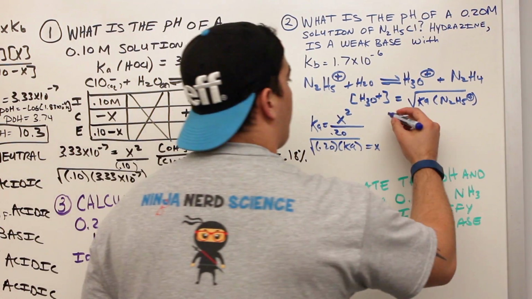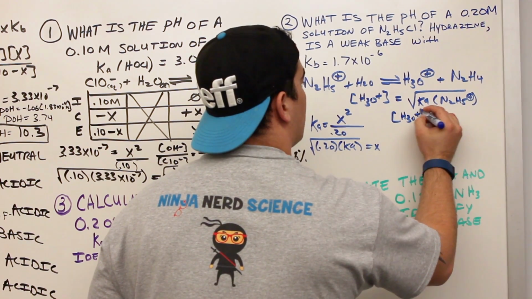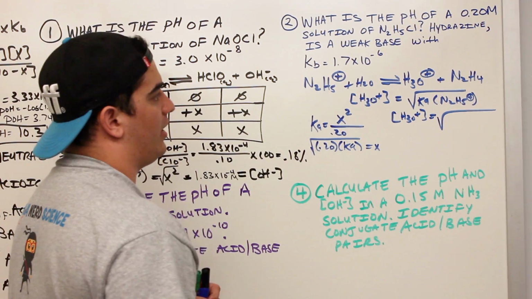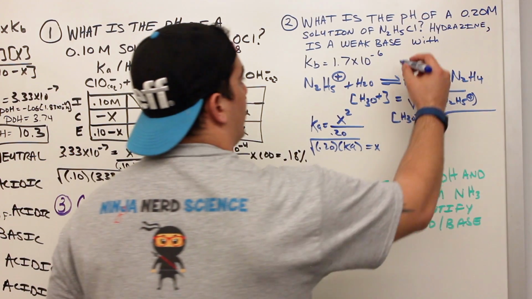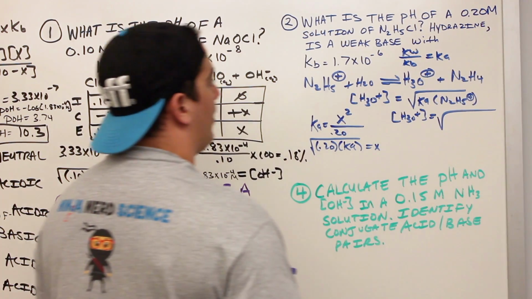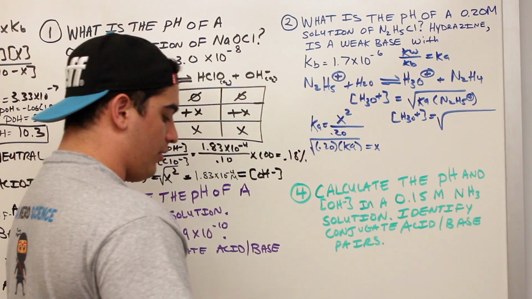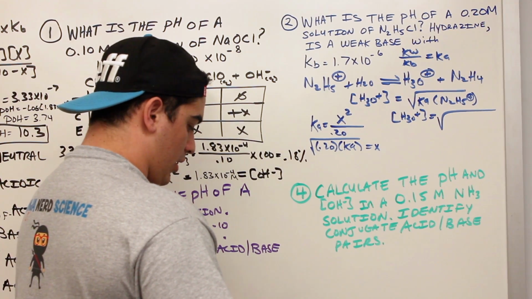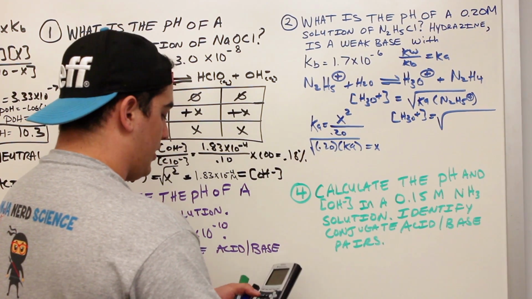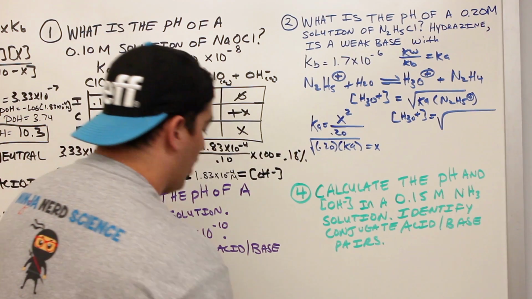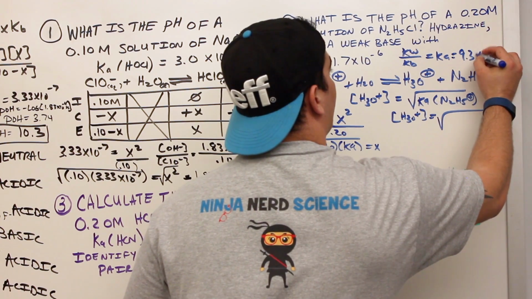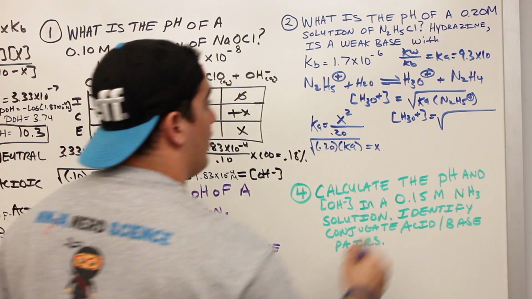Now let's plug everything in. H3O+, which is our X, is equal to the square root of our Ka. Oh, look, they gave us a Kb again. Well, what do we do? We take Kw and divide it by Kb to get Ka. So Kw is 1.0 times 10 to the negative 14, and we divide that by Kb, which is 1.7 times 10 to the negative 6. And what do we get? We get 9.35, I'm just going to put 9.3, times 10 to the negative 9.